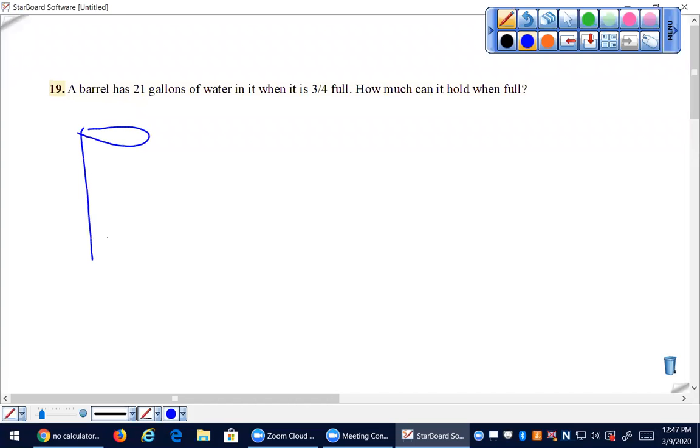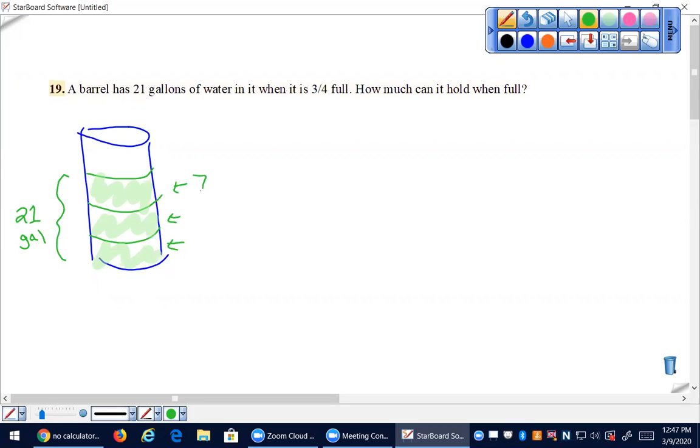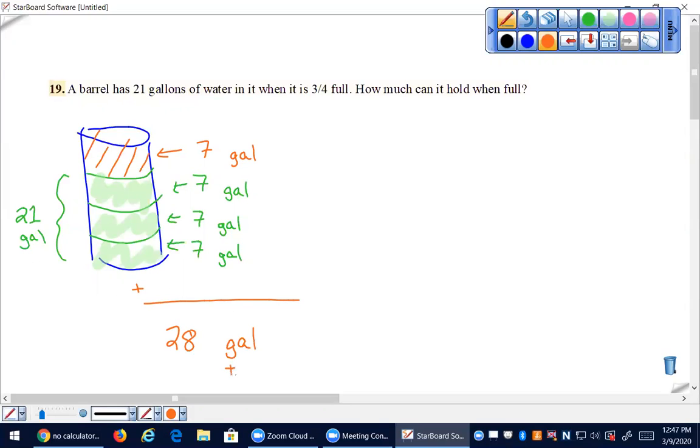So here's my barrel, and I want to make it 3/4 full. If I have 21 gallons total of green slime, then how much is each of my quarters? 7. So if I was to fill it up all the way, how much would the last bit be? Another 7, because those are quarters. They're all the same size. So if I added them all together, 4 7s is 28 gallons.